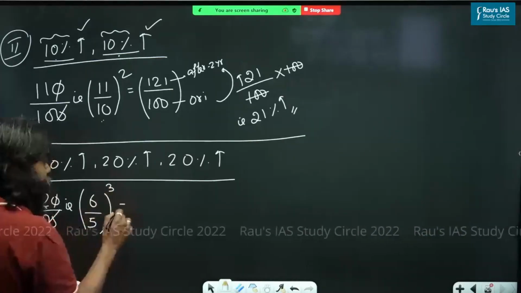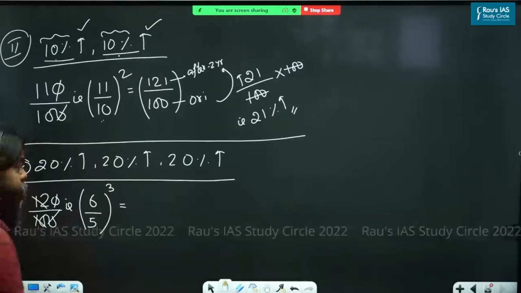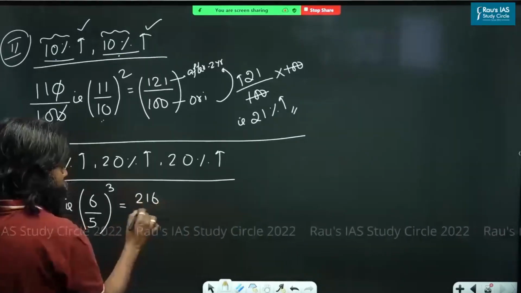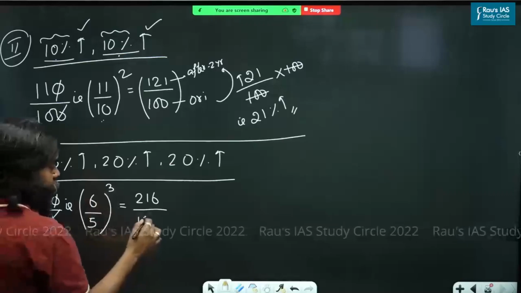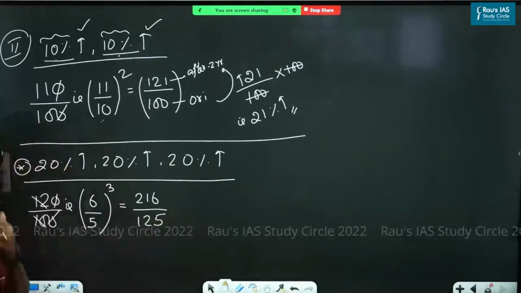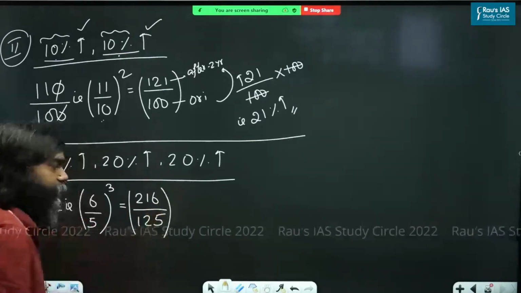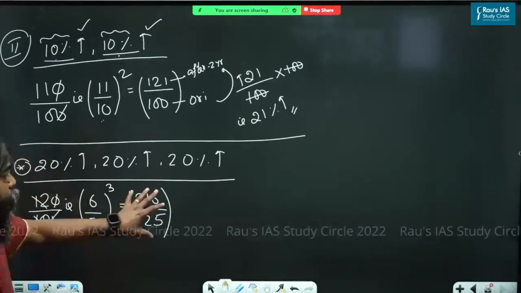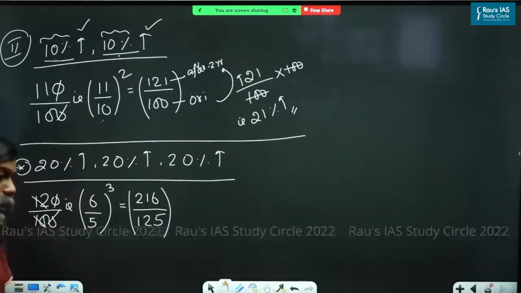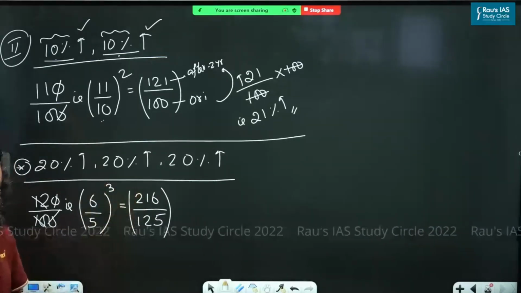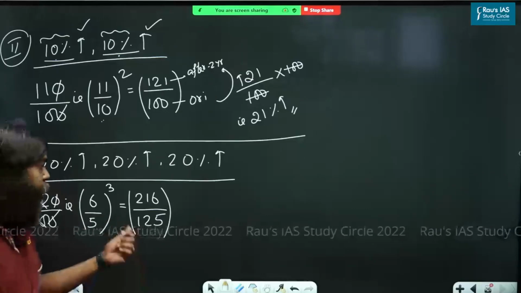6 power 3: 6 into 6 is 36, 36 into 6 is 216. 5 power 3, that is 125. Are you understood what I am saying? What is the meaning of this fraction? After 3 years, this much income you are receiving. What is the meaning of numerator and denominator? Anybody?